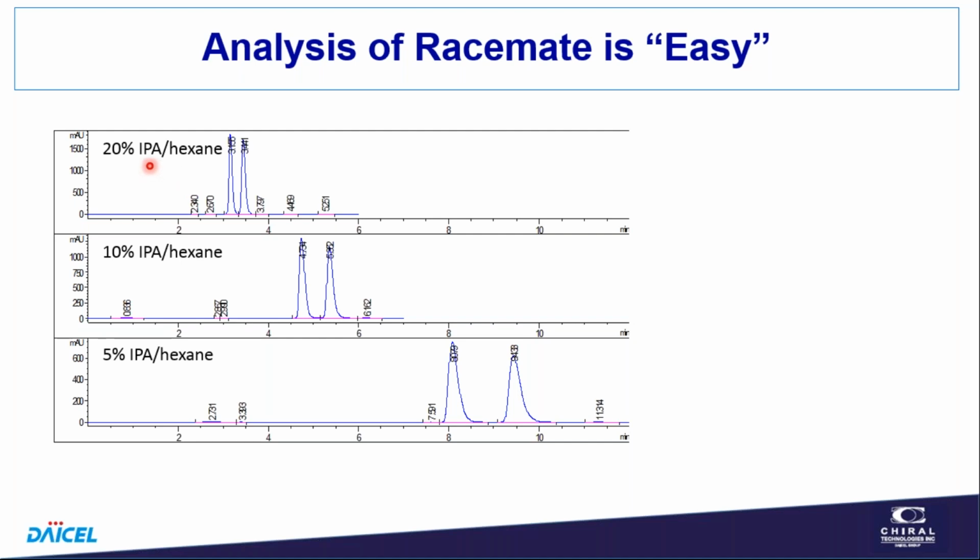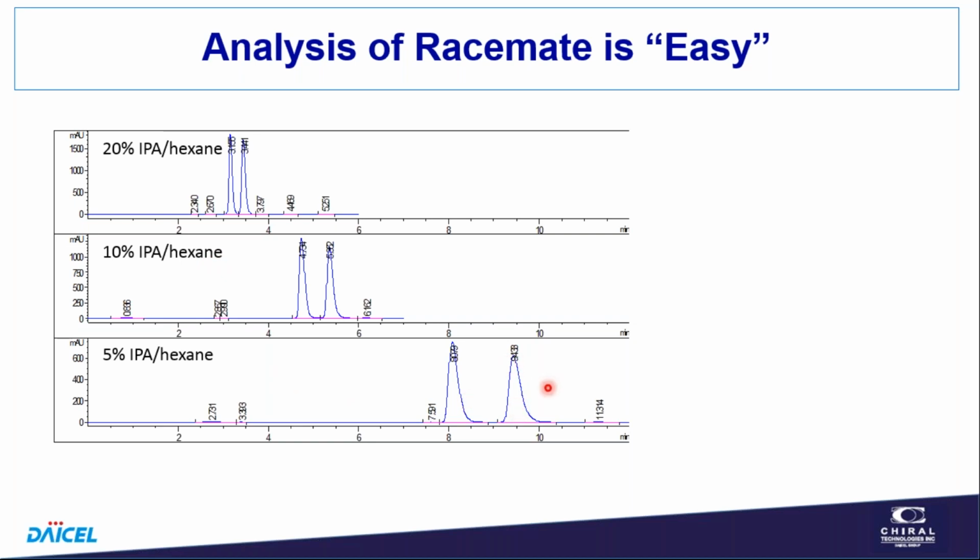As we decrease the amount of IPA, or isopropyl alcohol, we make the mobile phase weaker, and we get an expected increase in retention. We also have an increase in separation. So we have several conditions that we can choose. This is fairly straightforward. Notice that we get a little more tailing. Notice the peaks are a little shorter.